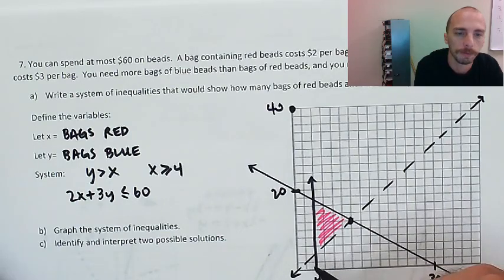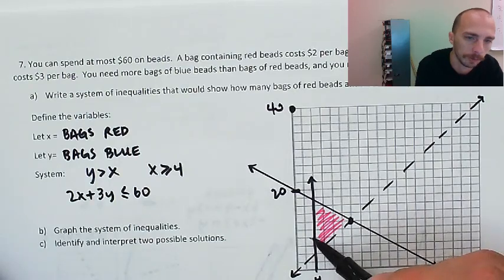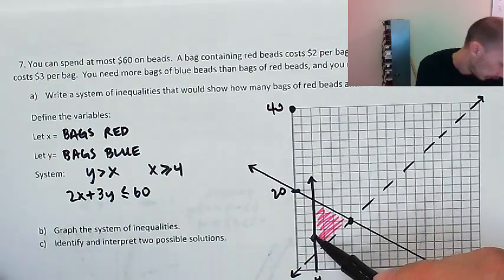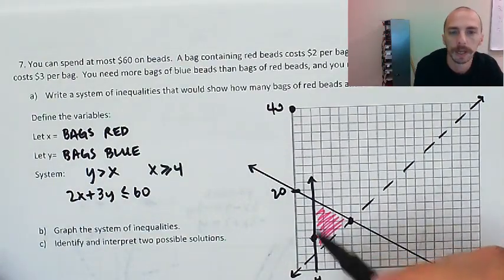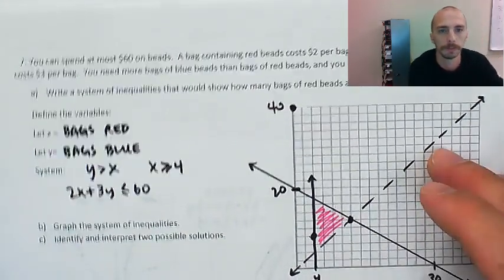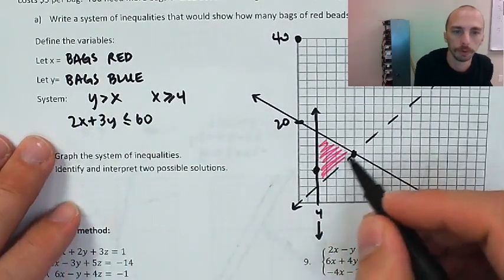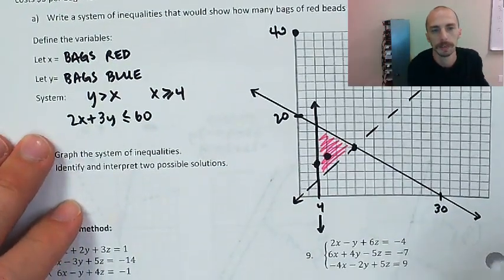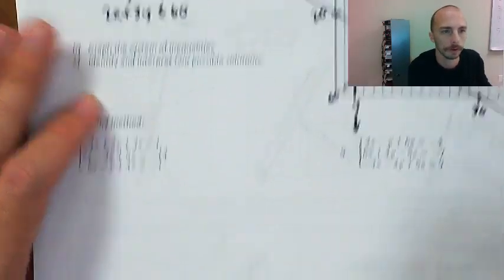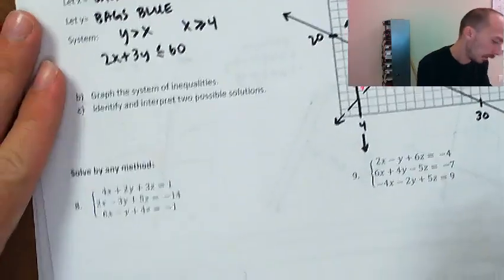I could also get 4 bags of red and, I don't know, how many is this? 8 bags of blue, right? Okay, I could get these numbers of bags if I wanted. These are the 2 solution points. I could also go with this number, and that would be kind of a medium number, and it would still fit the constraints. Fine, that's all I was going to say there.